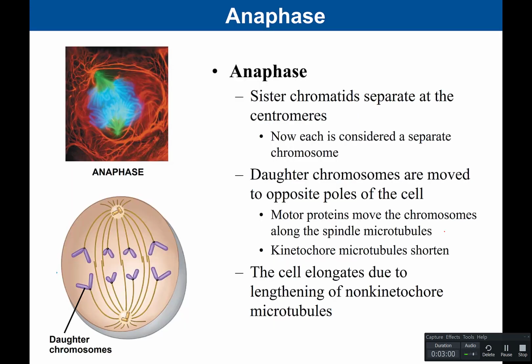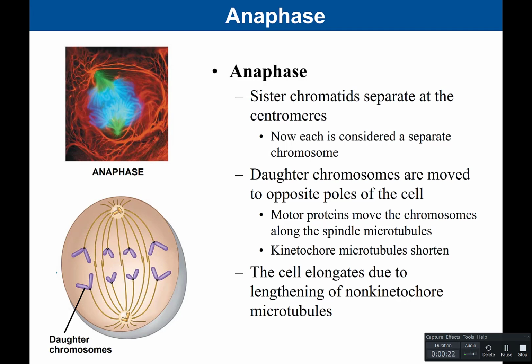In anaphase, sister chromatids are going to separate at the centromere. So now those sister chromatids are going to separate. They're going to go to opposite poles of the cell. Once those sister chromatids separate and they're no longer held together at the centromere, they are now separate chromosomes. Whereas before, each chromosome was made of 2 DNA molecules, now those 2 DNA molecules have separated and temporarily they're 2 separate chromosomes.